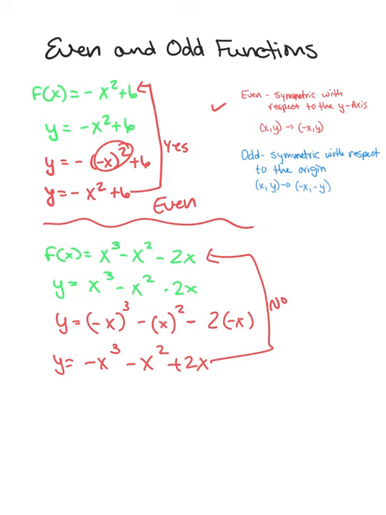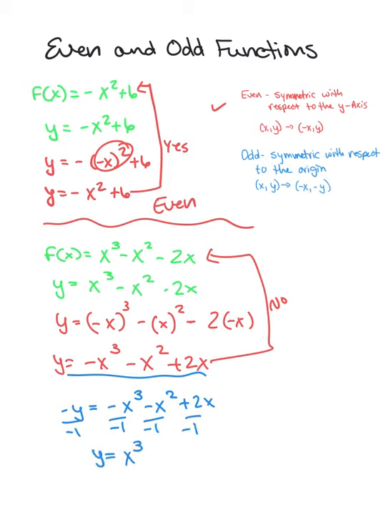So let's check the odd. So that means I'm negating both. So I end up with this bottom part here because that's what happens when I negated the x. So I need to get rid of my negative 1. So I get y is equal to x cubed plus x squared minus 2x. Is this what I started with? No, so this is neither even nor odd.